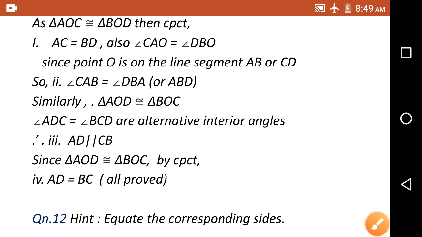Now question number 12 I have not solved, only the hint is given that you can equate the corresponding sides because you have two triangles and those two triangles are congruent to one another. So first just give a line that those two triangles are congruent, and then after equating those sides you will get the values of x and y.